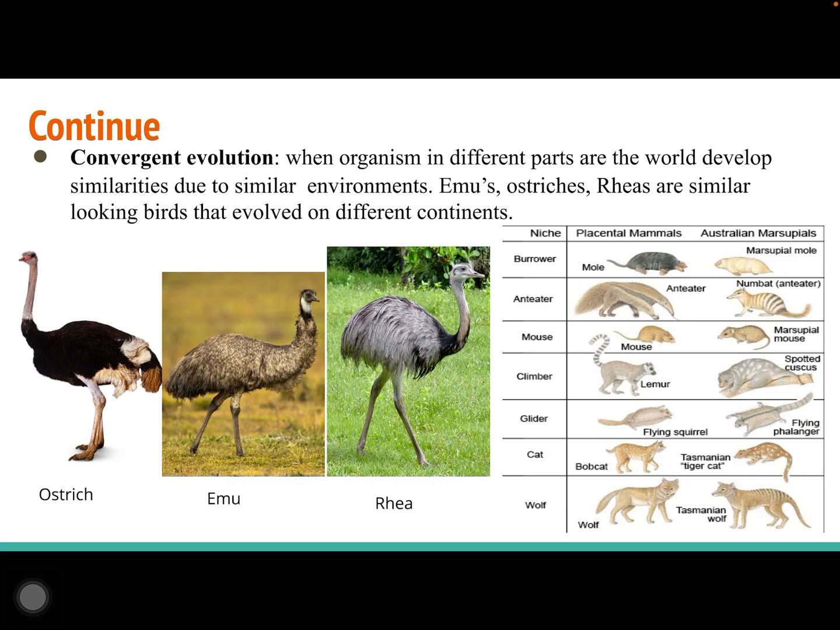Then we also had something called convergent evolution going on. That's when organisms in different parts of the world develop similarly due to similar environments. So there's an example down here. We have an emu, an ostrich, and a rhea, similar looking birds, but they evolved on different continents. So the ostrich on the far left side, and again, you can notice similarities between the three of them. You can tell they have long legs.